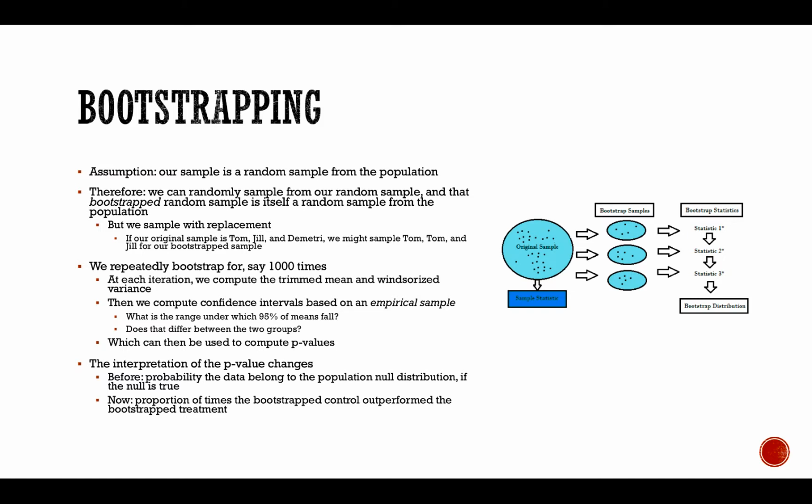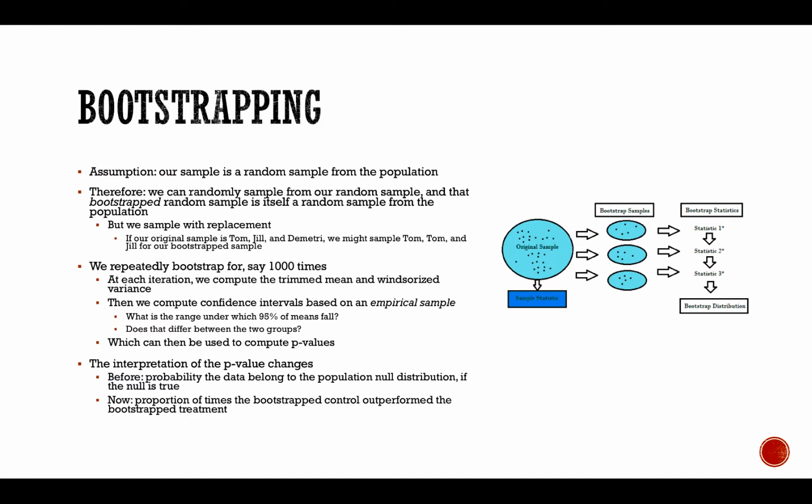So the interpretation of the p-value changes here. Before it was the probability of the data belonging to the population null distribution if the null is true, whereas now it means the proportion of times the bootstrapped control outperformed the bootstrapped treatment, for example.